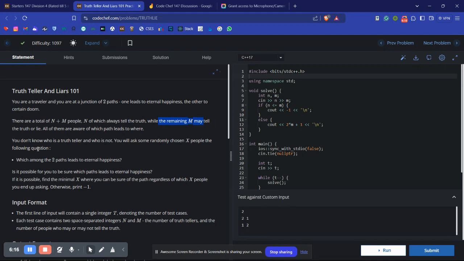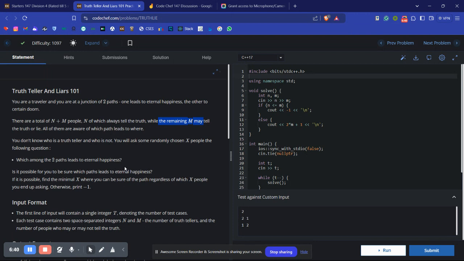If we knew which group a person belongs to, it would be a pretty straightforward question. We could ask the person who always tells the truth, and the answer would always be correct. But that is not the case here.